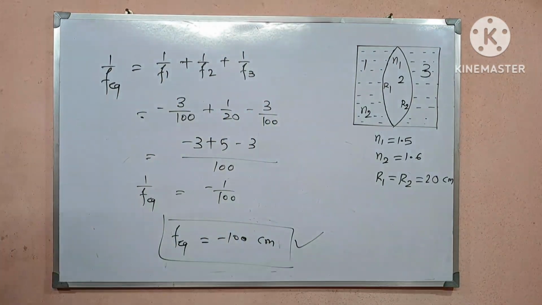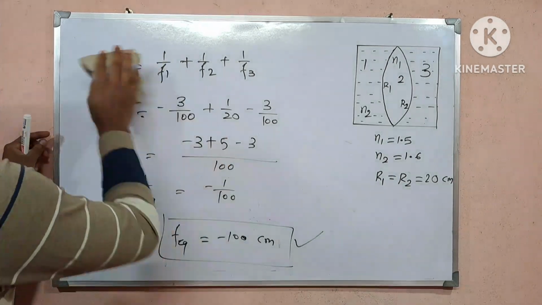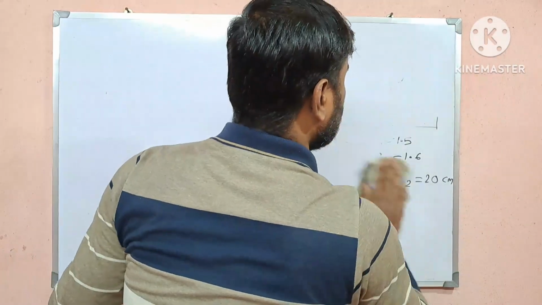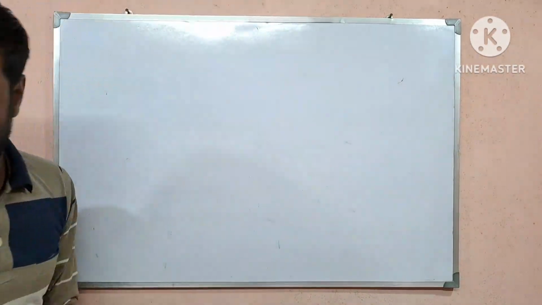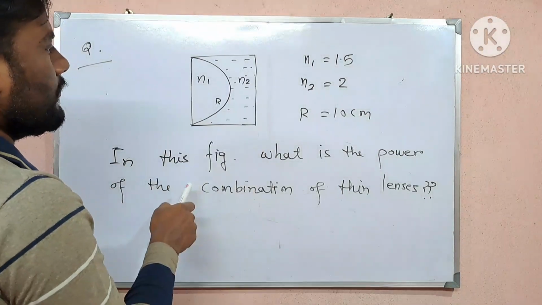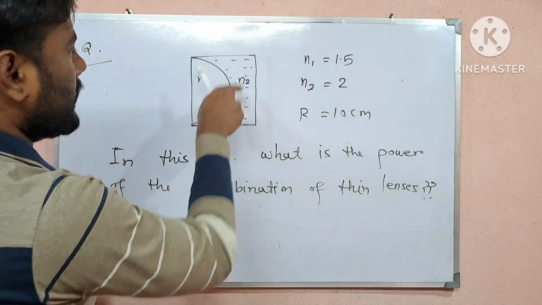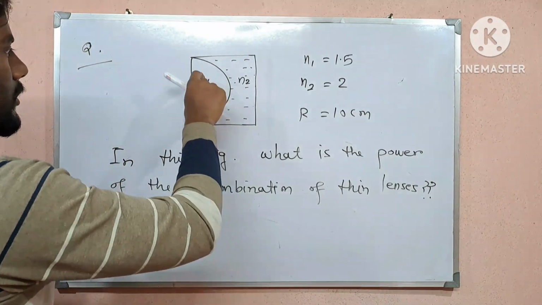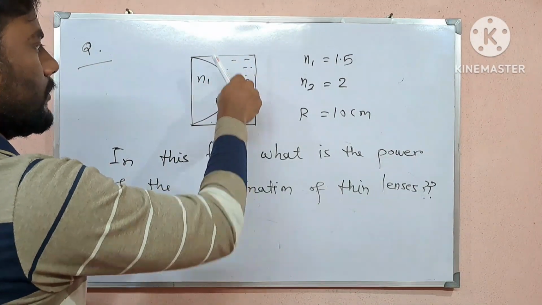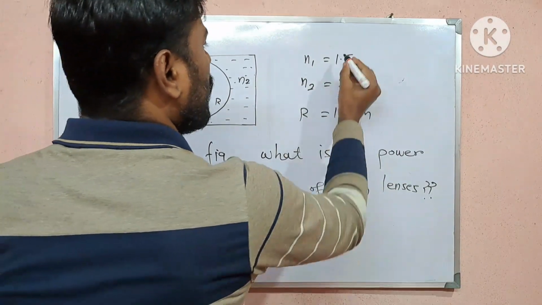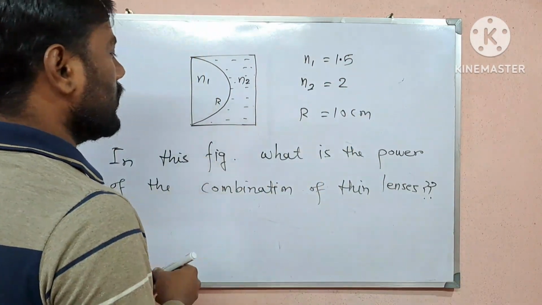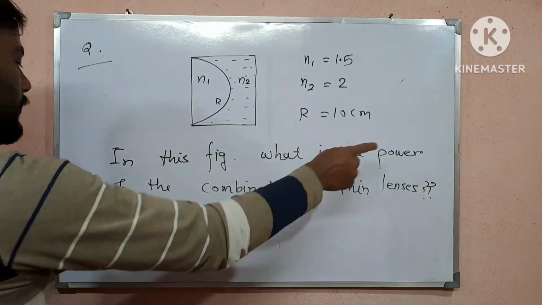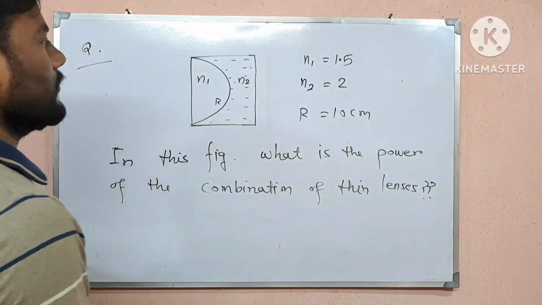Now I will give you one numerical that will be your homework. You will be able to solve that numerical on the basis of the same concept. The question is, this is the figure where r is the radius of curvature of this curved surface, n1 is the refractive index of the material of that lens, and n2 is the refractive index of that medium. n1 is given 1.5, n2 is 2, and r is 10 centimeter. Now you have to find what is the power of combination of thin lenses in this figure.